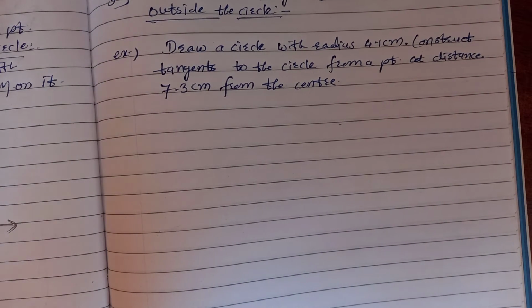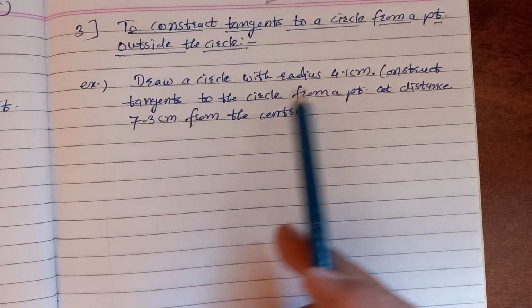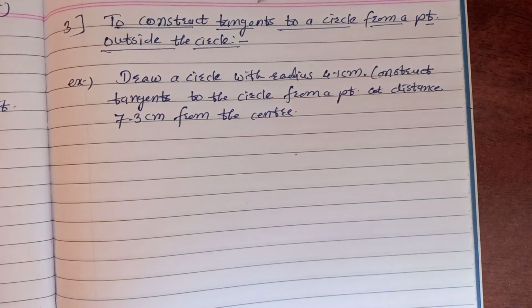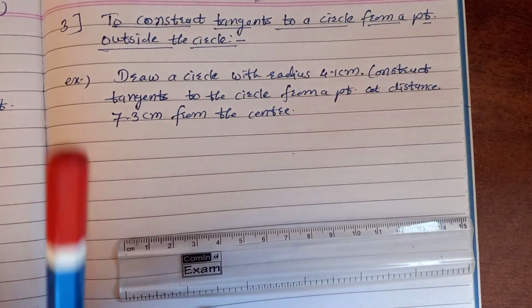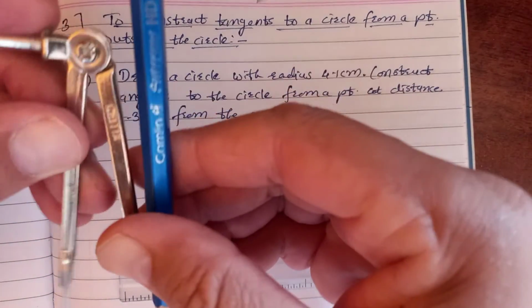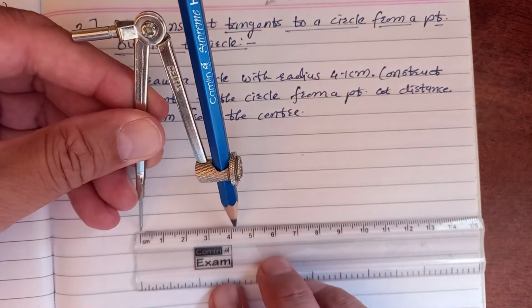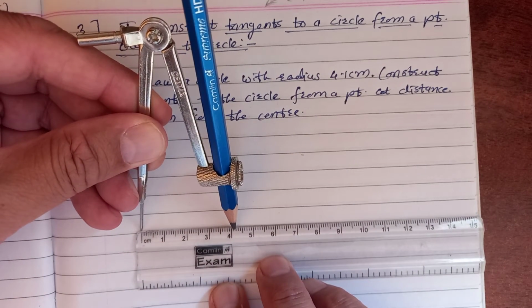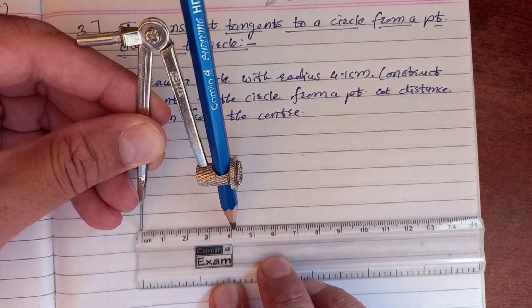Read the example first carefully. What is in the example? Draw a circle with the radius 4.1 centimeter. Take the scale. Take a 4 point 1 distance. See, 4.1 means 4 centimeter and 1 millimeter.